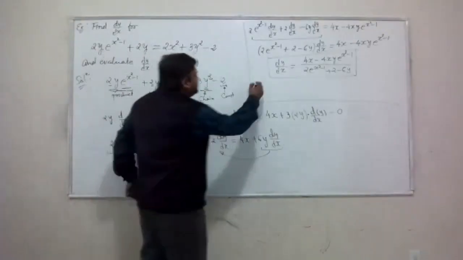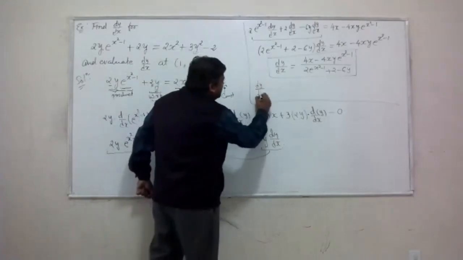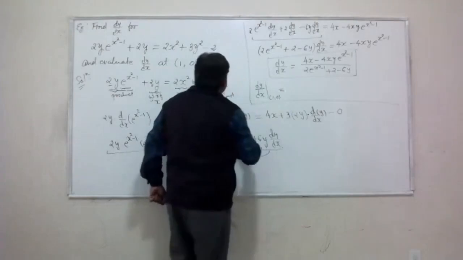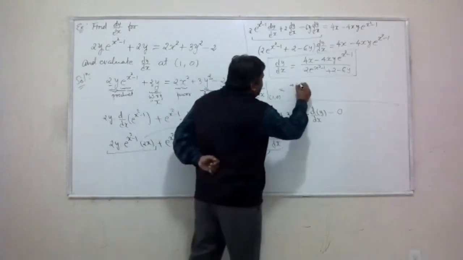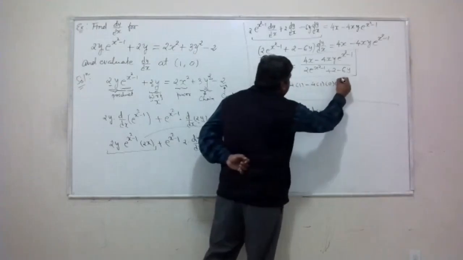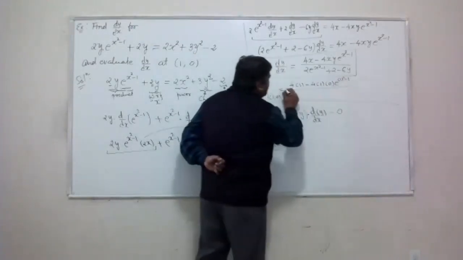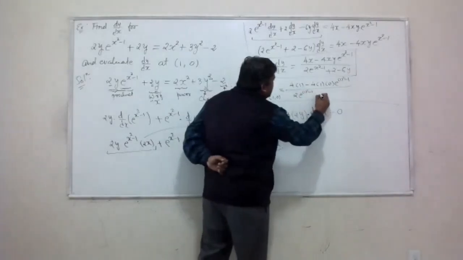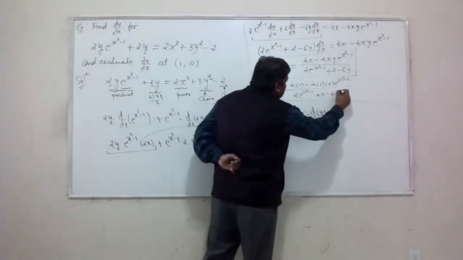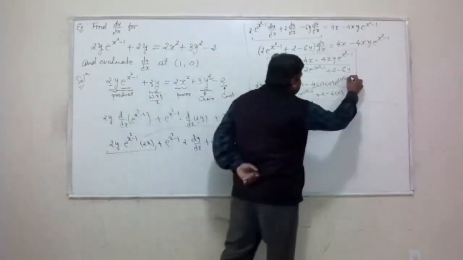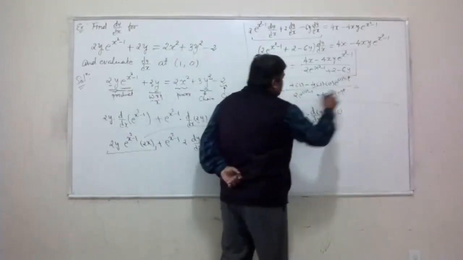I need to evaluate this at 1, 0. Let's do that: dy by dx at 1, 0. Put x equal to 1, y equal to 0. 4 times 1 minus 4 times 1 times 0 e to the 1 square minus 1, over 2 e to the 1 square minus 1 plus 2 minus 6 times 0. All right, looks like this is 0, this is 0.